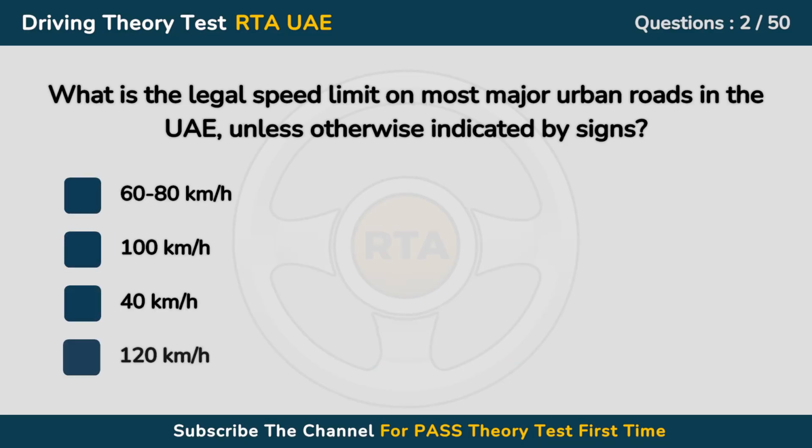Question 2. What is the legal speed limit on most major urban roads in the UAE, unless otherwise indicated by signs? A. 60 kilometers per hour. B. 100 kilometers per hour. C. 40 kilometers per hour. D. 120 kilometers per hour.